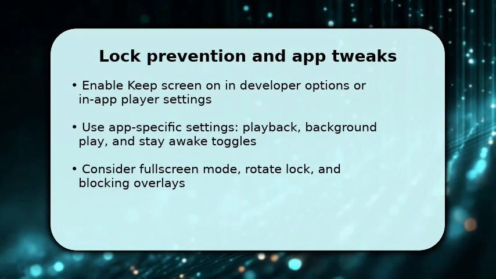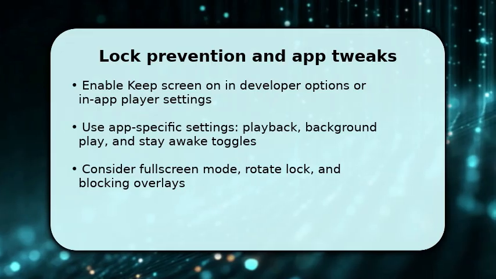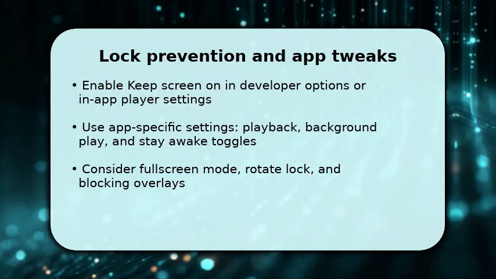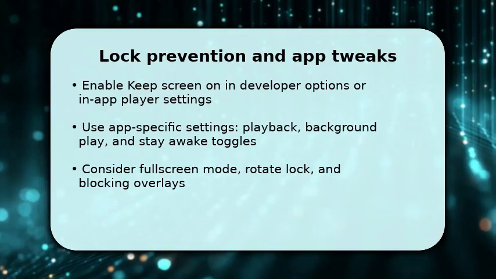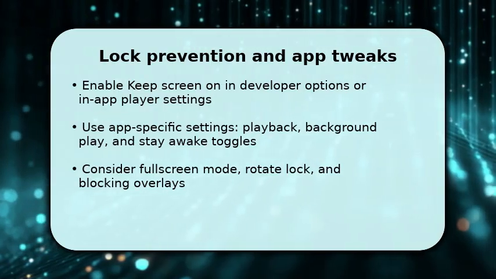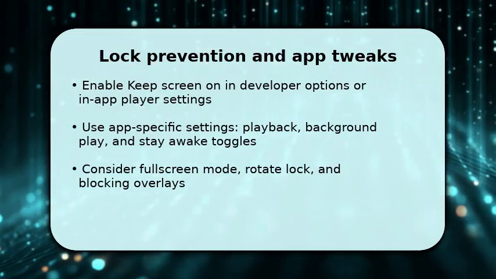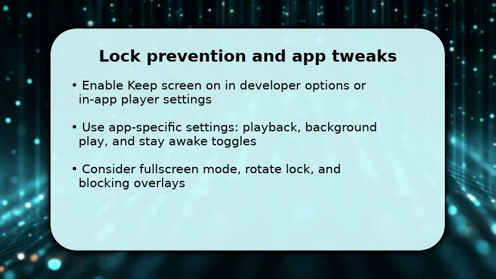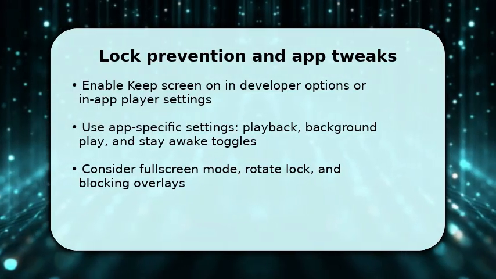Now prevent the lock from interrupting playback. If available, enable Keep Screen On either in the app's playback settings or in your developer options. Once done, the display stays active during video. Make sure background play or picture-in-picture is allowed by the app so it won't pause when you switch apps. Turn on full screen and disable Rotate Lock if that interferes. Finally, block pop-up overlays that can dim or turn off the screen unexpectedly. These can trigger the system to sleep.